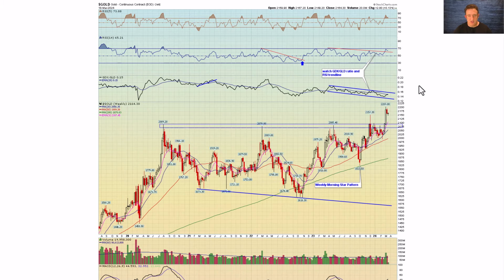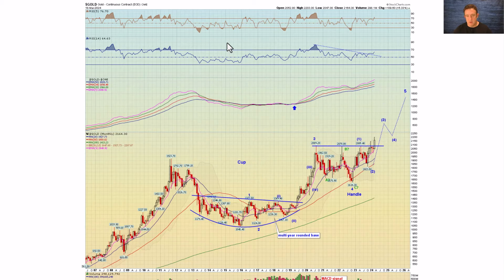Jabber 81, here's the weekly version of gold. Again, nice breakout. I do ultimately also want to see this GDX-GLD ratio break out of this channel over time. Jabber 82, here's the bigger picture view of gold. This is that monthly view.